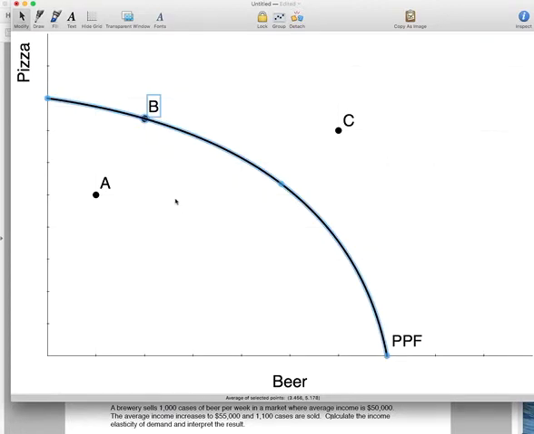That's on the PPF. It's the most that can be produced with efficiency. Point A falls inside the PPF. So it's possible to produce point A, but it entails some level of inefficiency. We might have capital lying around that's not being utilized, for example. We might have pieces of machinery that we're not presently using. We might have workers that are idle and not working at all or not working a full week, etc.